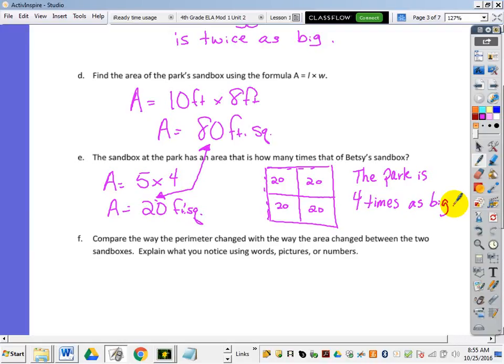Mr. Leonard, you said the park is 4 times as big. It's not the park, it's the park's. Yes, it should be ownership. The park owns the sandbox. So you're right. I kind of doubled my parks. The park's sandbox, if we're talking about the sandbox, right? We could say park sandbox. That was a good call, Colin, thank you.